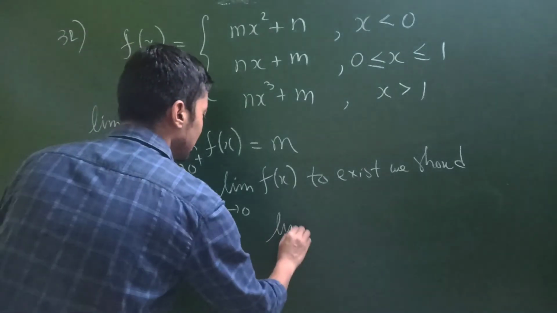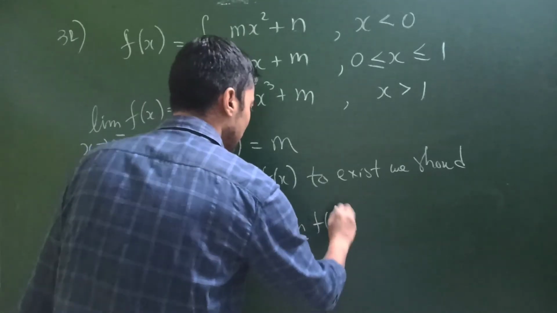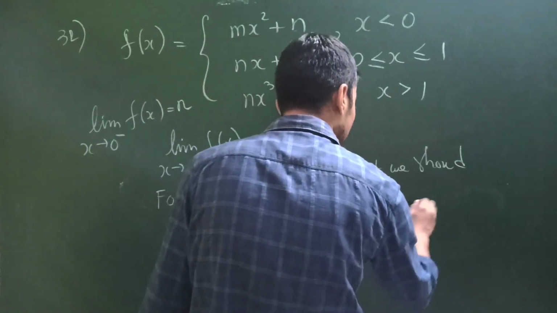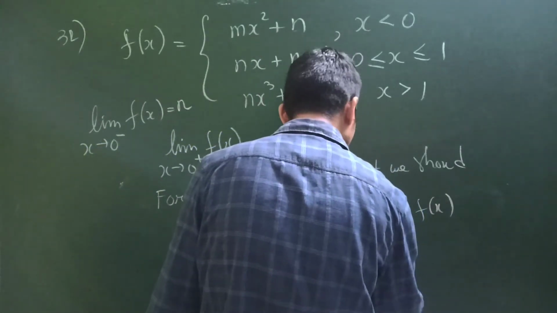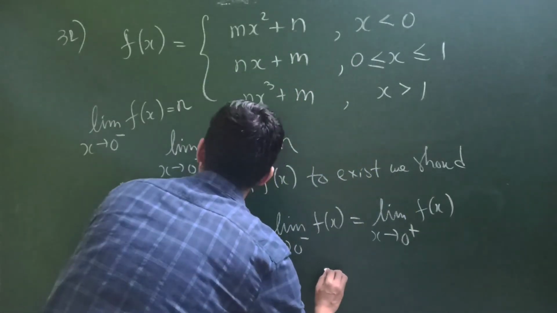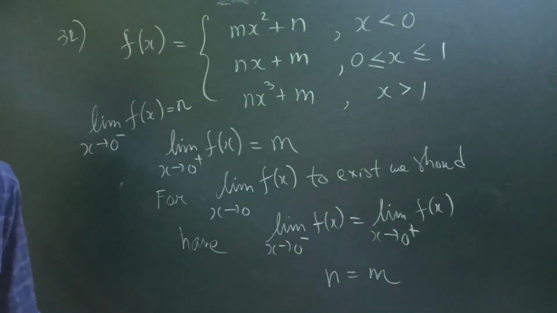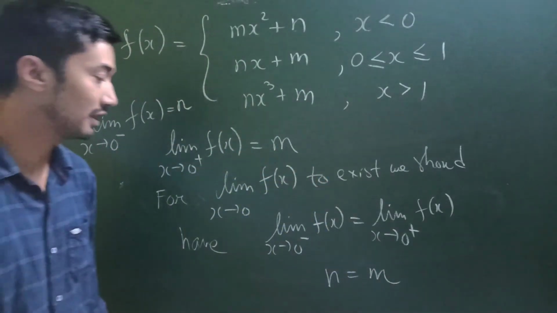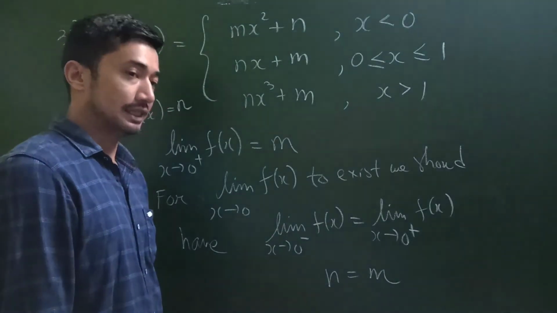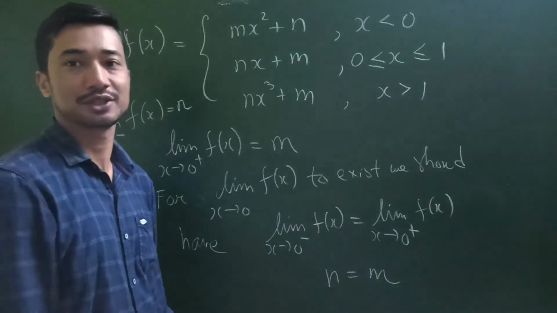the limiting value as x tends to 0, the left hand limit, equal to the right hand limit. That means n should be equal to m. That means only when n is equal to m, the limiting value of the function as x tends to 0 will exist. So that's what the question means.